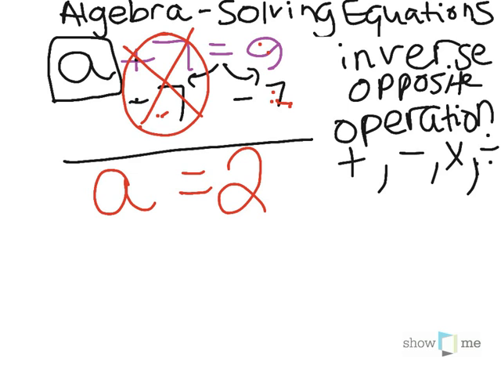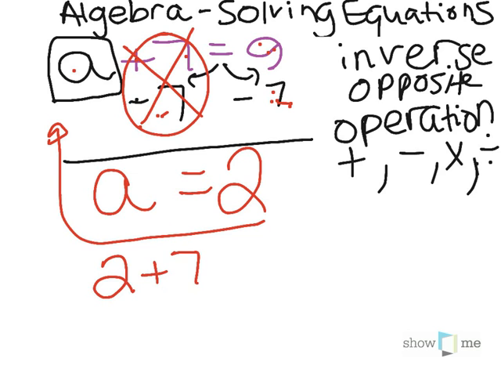Now, everywhere that I go in this sentence, if I have an a, I should be able to replace it with a 2, and that sentence should be true. So let's try it. If a plus 7 is 9, I'm going to plug in the 2. 2 plus 7 should equal 9. And, of course, we know that it does.